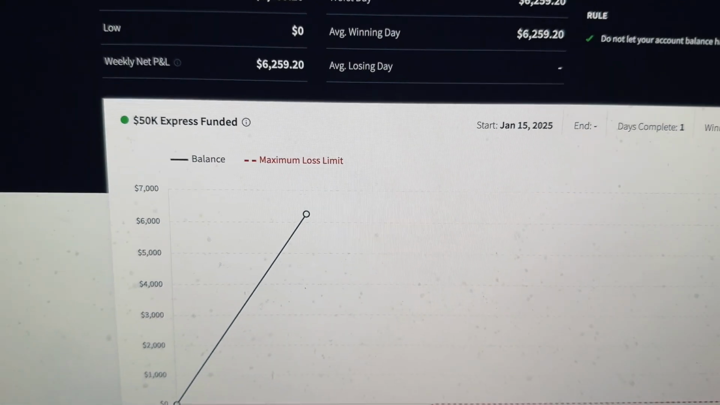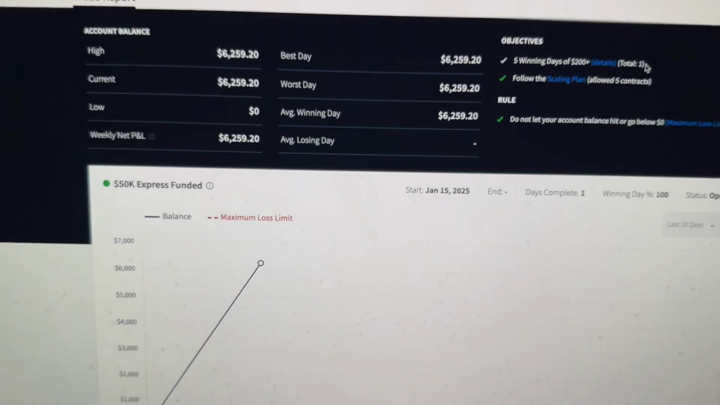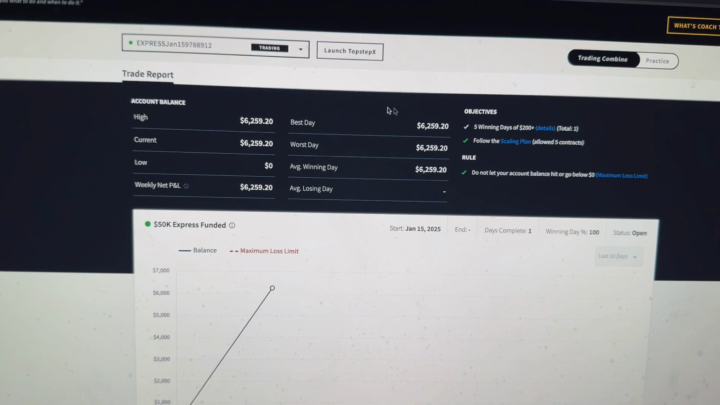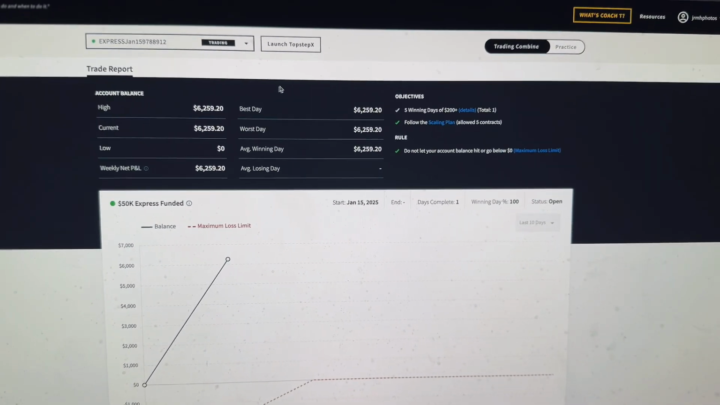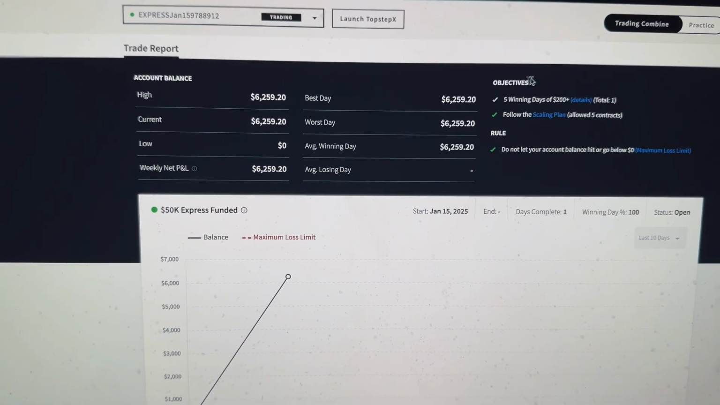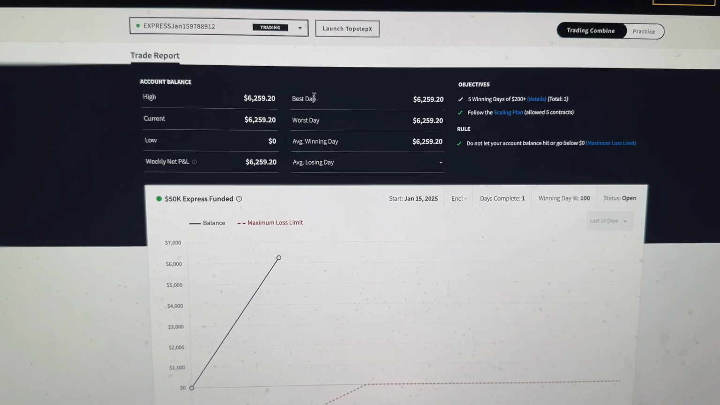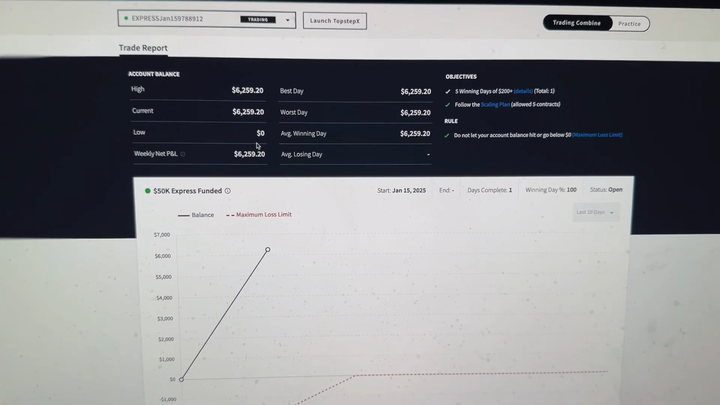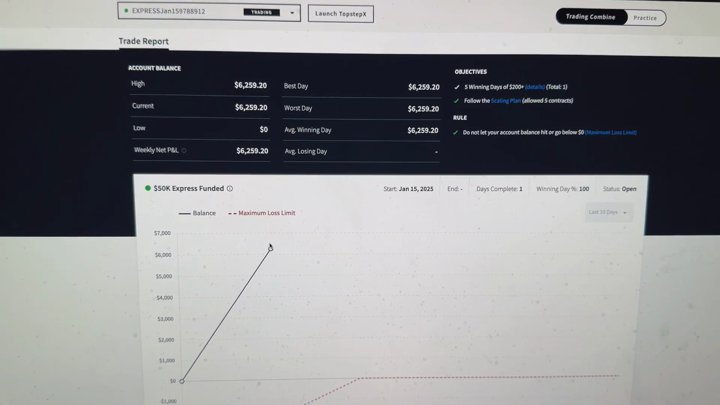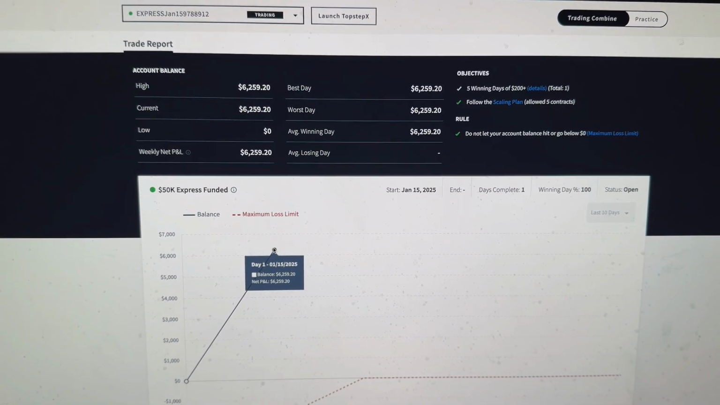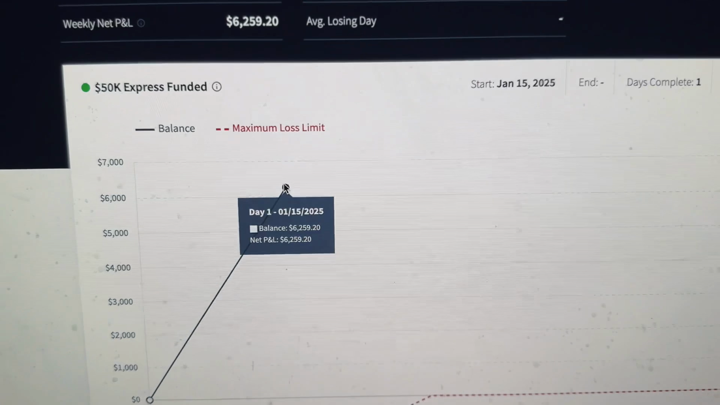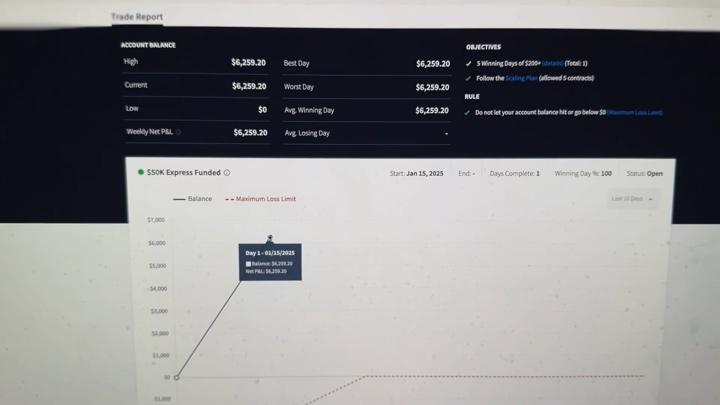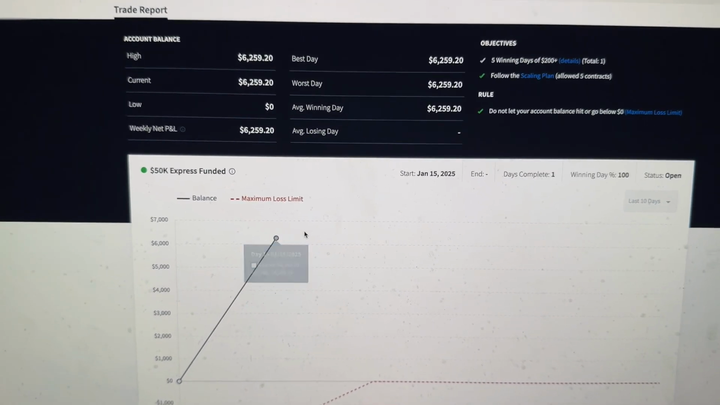All right. So as you can see, we're in my Topstep account. I'm not hiding the number or anything like that. You see, this is my account. So as you can see, I made $6,259 literally in one day. You see the curve. You see my curve here is day one, and that says $6,259. So I know you probably want to know how I did that. I'm gonna show you guys how I did that right now.